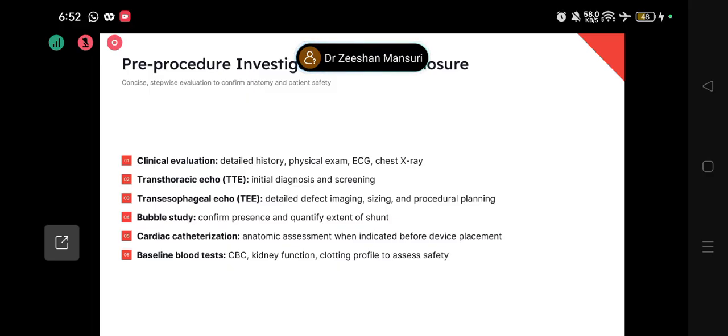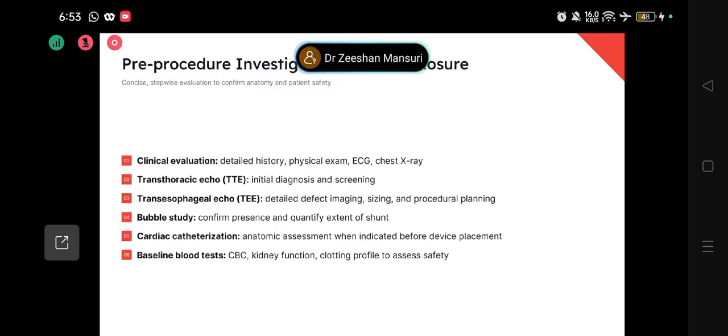With that, you get the QP-QS ratio. QP-QS more than 1.5 means it is a left to right shunt. It is a good sign. QP-QS 1 to 1.5 means it is a bidirectional shunt. Then there is a scope for improvement. QP-QS less than 1 means there is a right to left shunt, and that means that probably it is beyond the scope of repair.